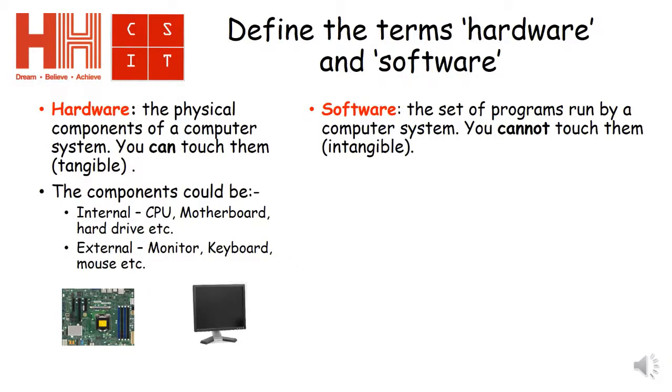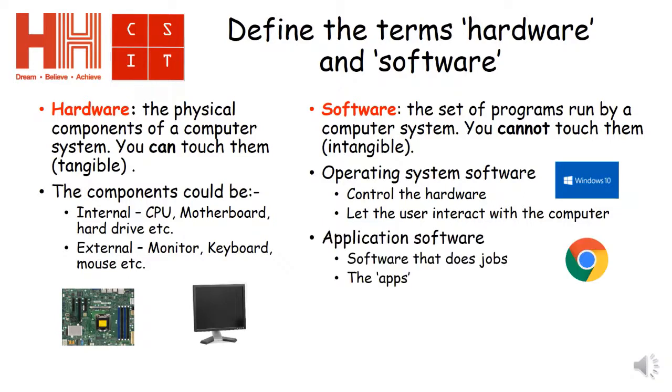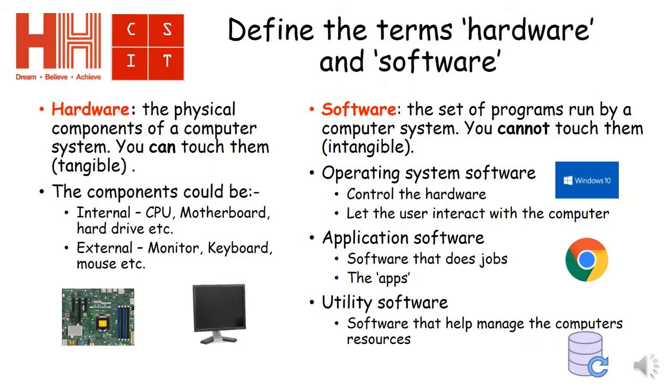Software, on the other hand, are the sets of programs run by the computer system. These cannot be touched, which makes them intangible. Examples of these are operating system software. Now, these control the hardware and let the user interact with the computer. There could be application software, and this is the software that does the jobs, what we call the apps. And finally, utility software, and this is software that helps manage the computer's resources.